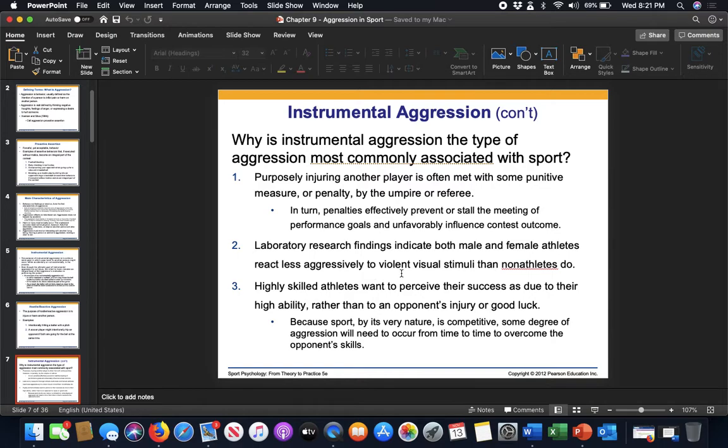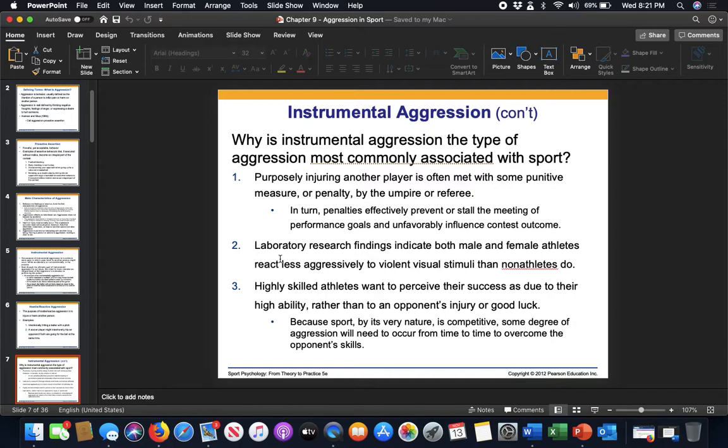So one of the things here I find really interesting is the next number 2 here: laboratory research findings indicate both male and female athletes react less aggressively to violent visual stimuli than non-athletes do. Because athletes are so in tune to the game, they don't see things in the same manner. They don't have that kill mentality. If something really fires them up, they actually have a way to channel that aggression.